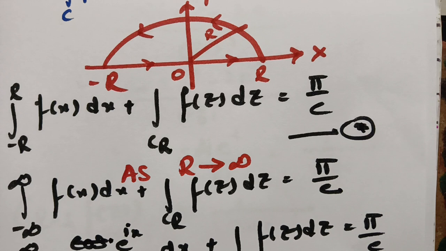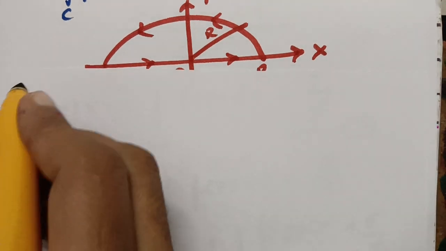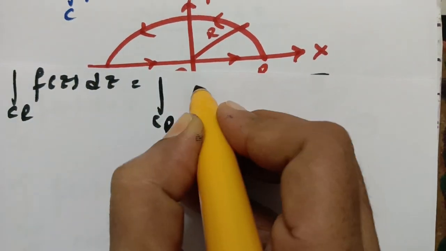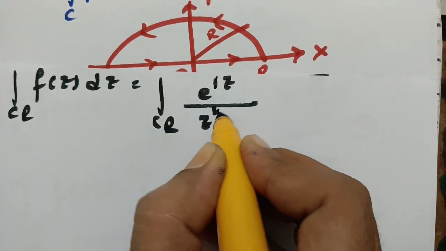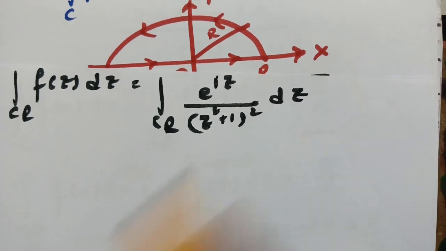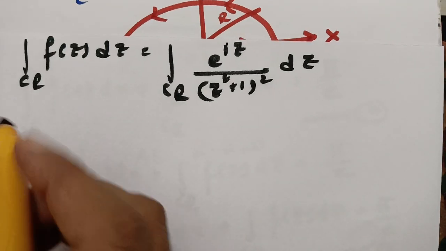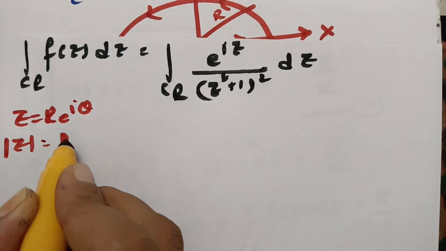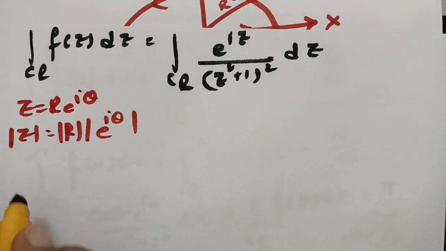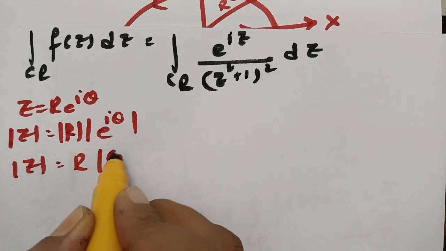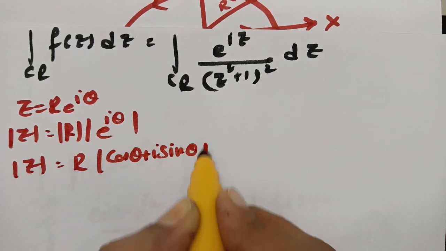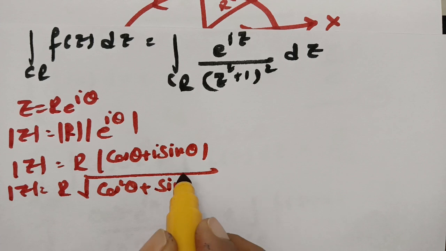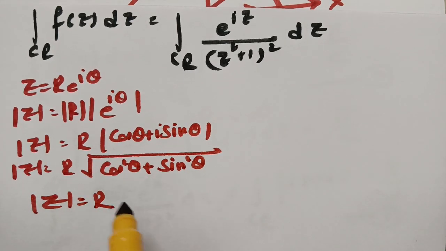So what is our f of z dz? It is very clear that the integral over CR of f of z dz is equal to e power iz by (z square plus 1) whole square into dz. I am giving you a substitution: z is equal to r into e power i theta. If I take the modulus, this will be mod r into mod e power i theta, which is mod z. So this is r, and e power i theta is cos theta plus i sin theta. So mod z is equal to r into root over cos square theta plus sin square theta, which is equal to 1. So we got mod z equal to r.